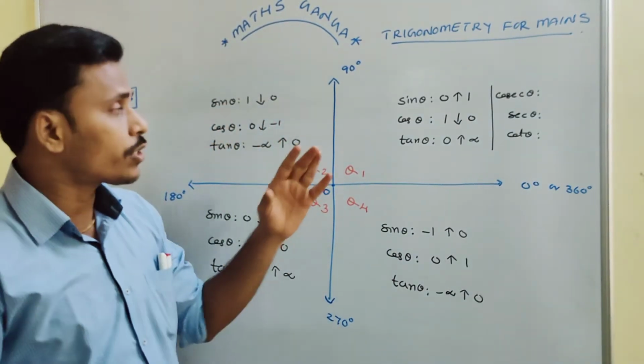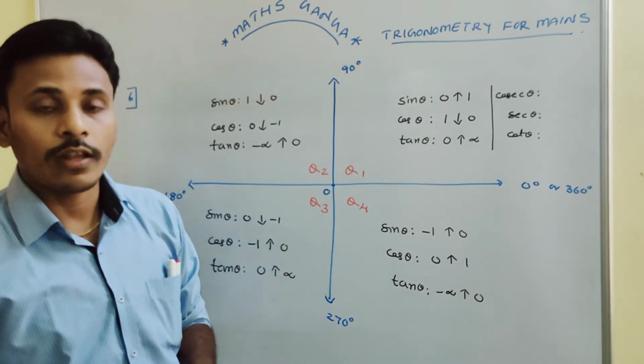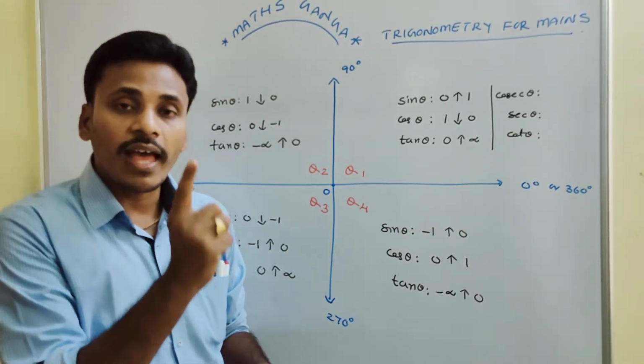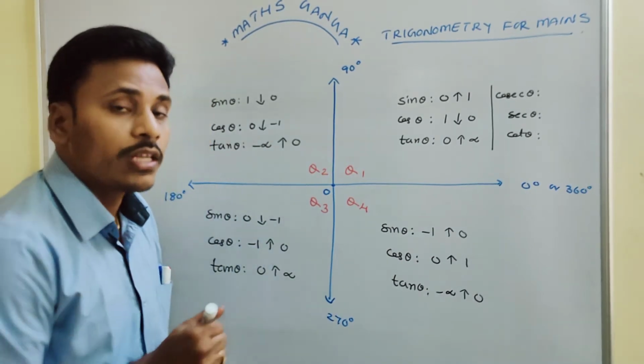So look at that. In the first quadrant, sine 0 degrees is 0, we know that, and sine 90 degrees is 1. So 0 to 1. If the angles are increasing from 0 to 90, sine values are also increasing from 0 to 1.